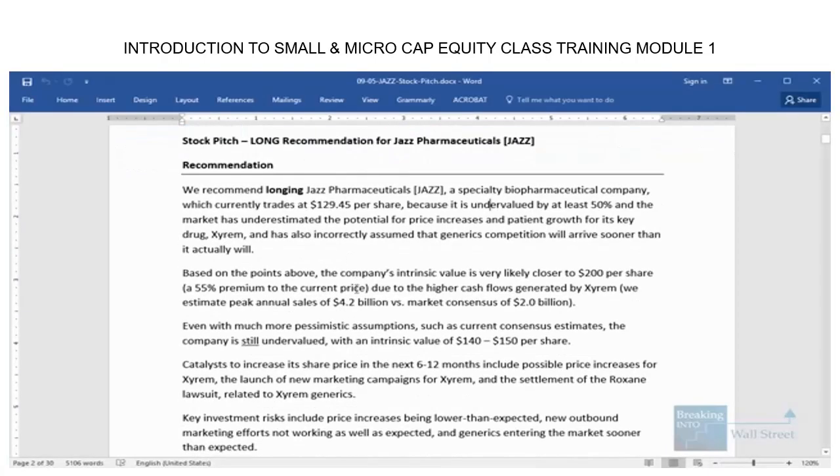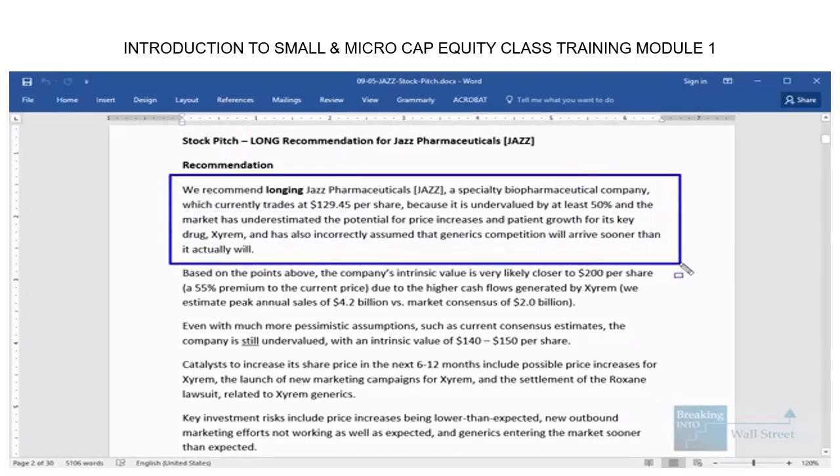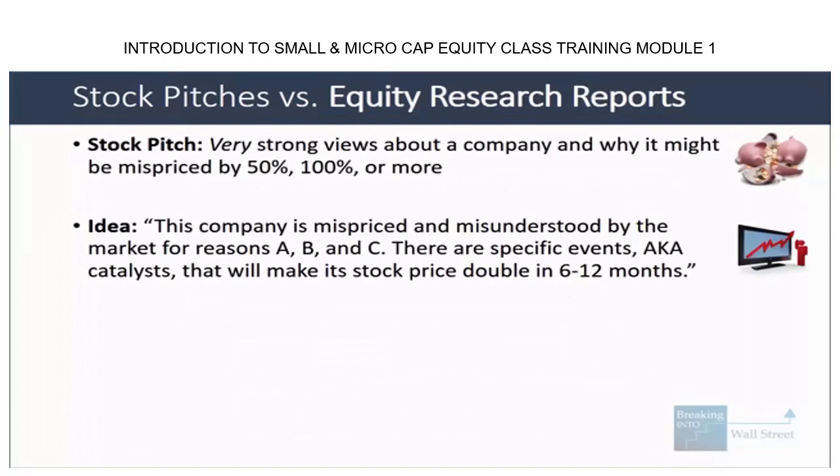For example, if you look at one of our stock pitches for Jazz Pharmaceuticals, it was trading at around $130 per share at the time. We thought it was undervalued by at least 50%. So we have a pretty substantial pricing difference there. And the idea in a stock pitch is to say this company is mispriced and misunderstood by the market because of reasons 1, 2, and 3.